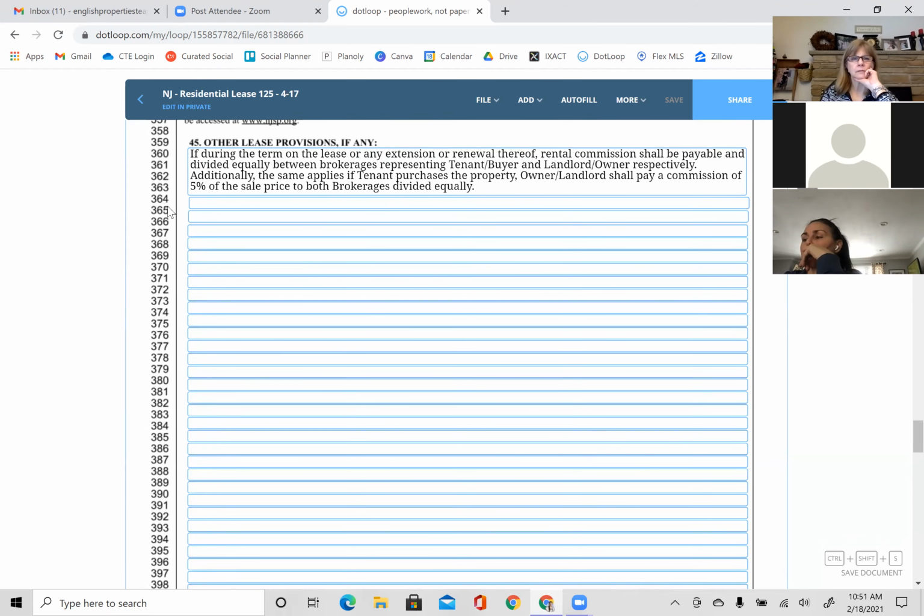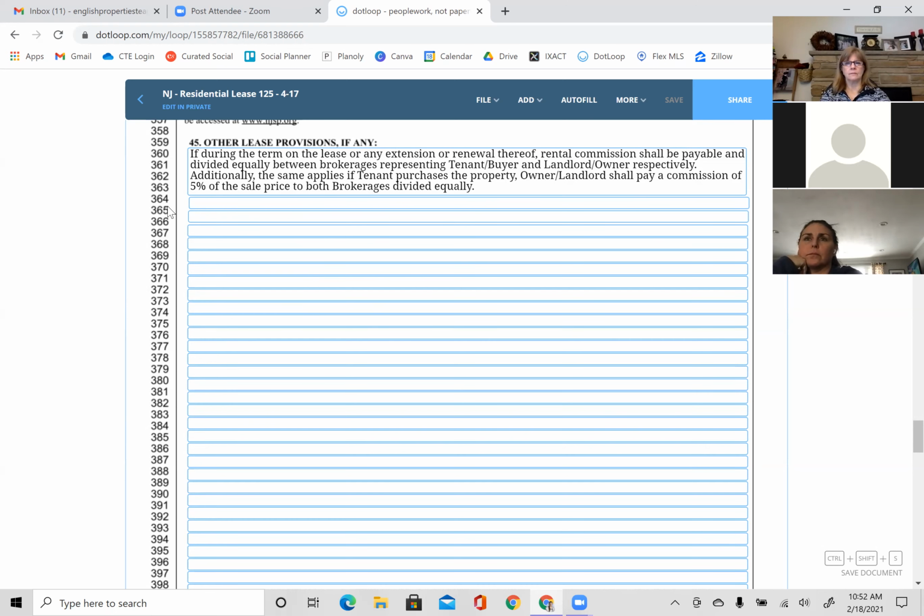45, this is the provisions. For our leases, this auto populates in. If your landlord or tenant do not agree to this, please make sure you delete it. This is saying that if during the term of this lease or any extension or renewal, so if this lease is for a year, but then it gets renewed for another 2 years, that would fall under this rule, a commission shall be paid and divided equally between the brokerages that represented the tenant and the landlord if the tenant purchases the property from the landlord.